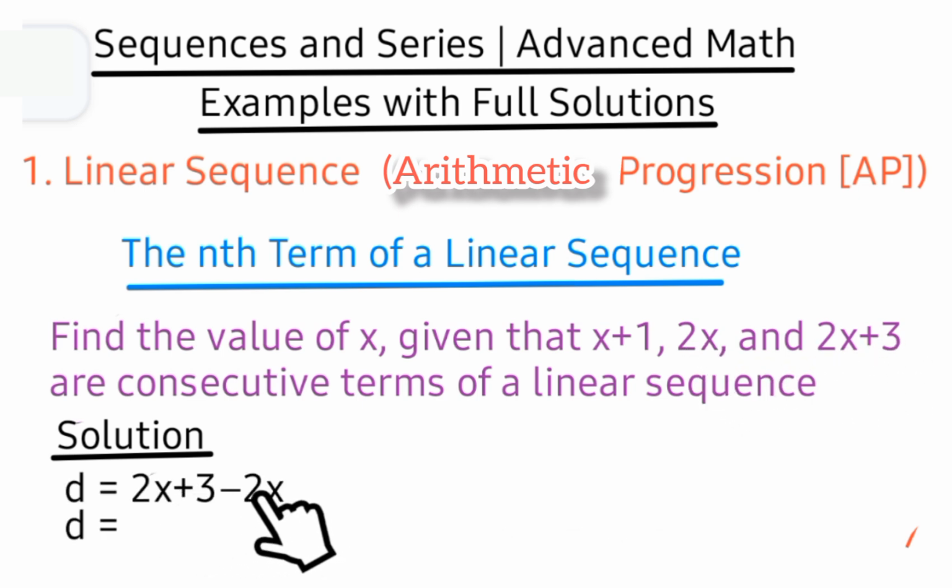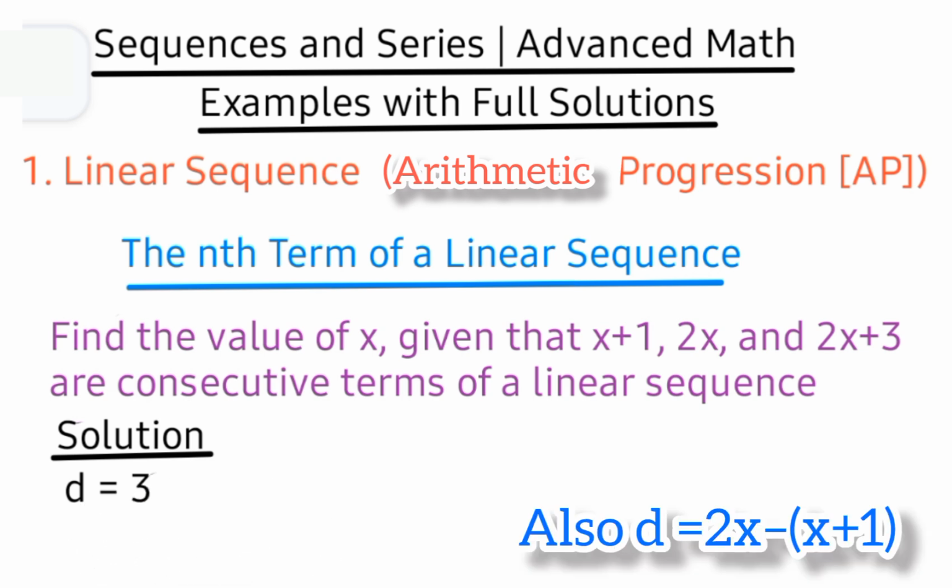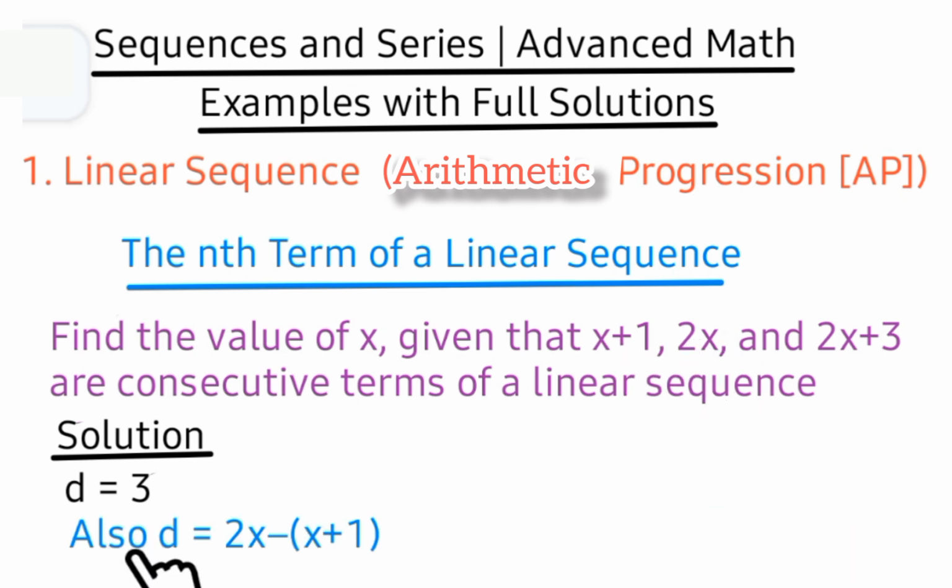2x minus 2x is 0. Therefore, D will be equal to positive 3. Also, D will be equal to 2x minus (x plus 1). So, we already have the value for D, which is 3. Fixing 3 here, equal to 2x minus x gives x. Negative multiplied by positive 1 gives negative 1.